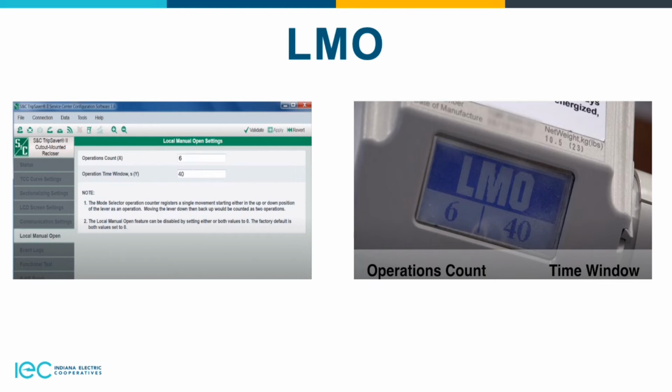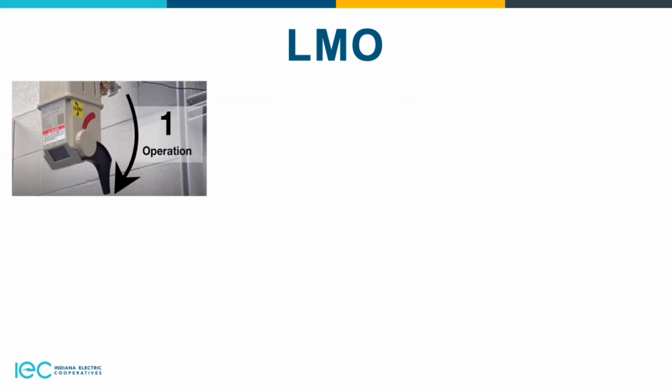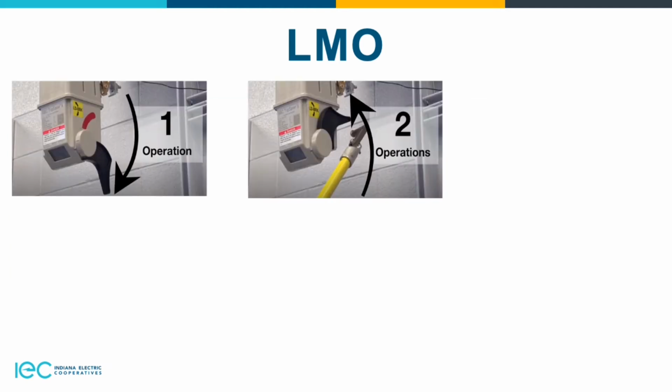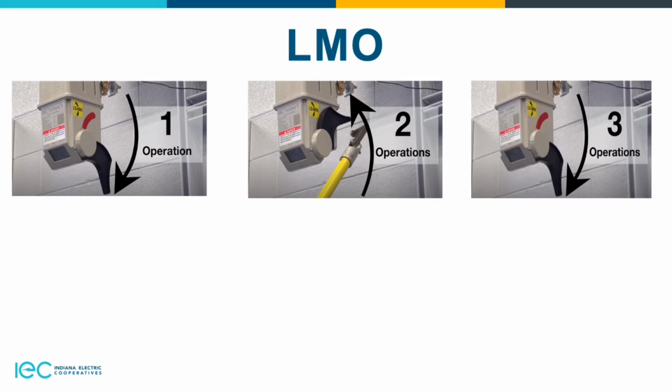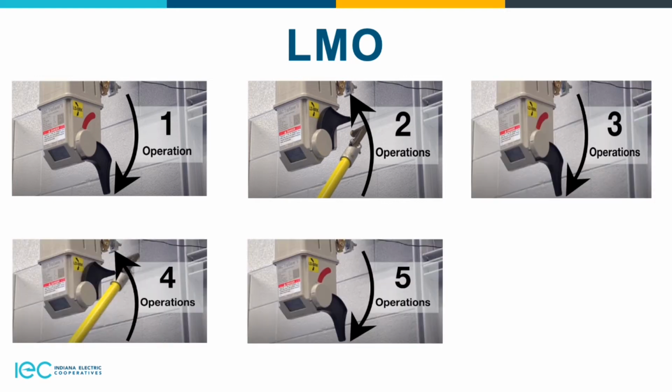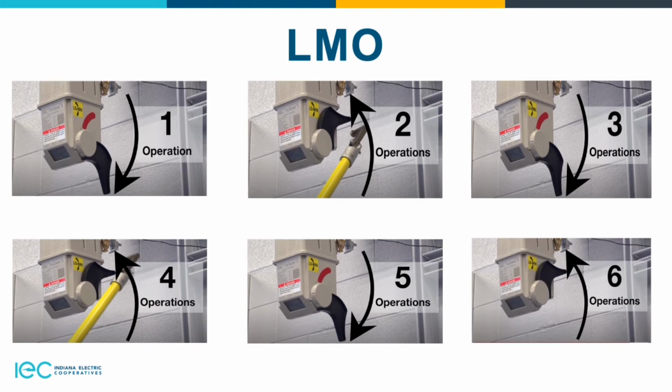On your local manual open, the operation counter is 6 and your time window is 40, which also displays on the LCD screen, and I'll go over how that works on the next slide. So here's your first operation down, your second one's up, third one down, your fourth one will be up, down for fifth, and then up for your sixth. You have to do that in a 40-second period to have your local manual open to break the low current on the device.